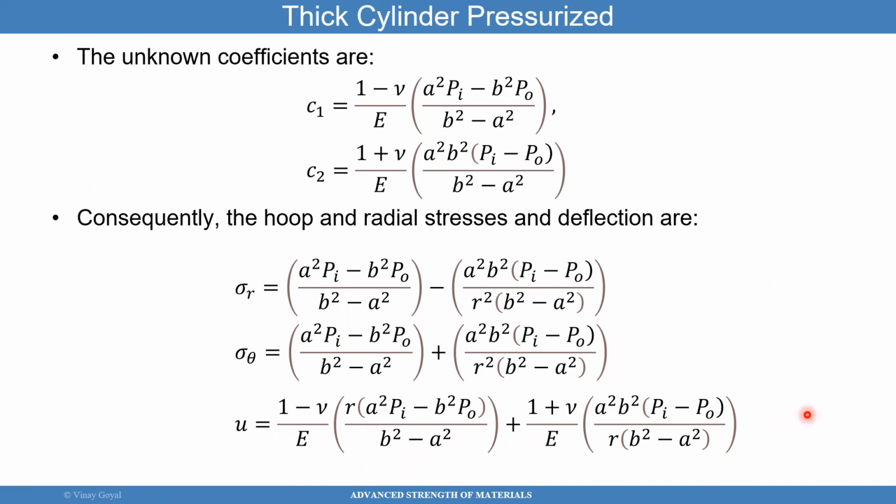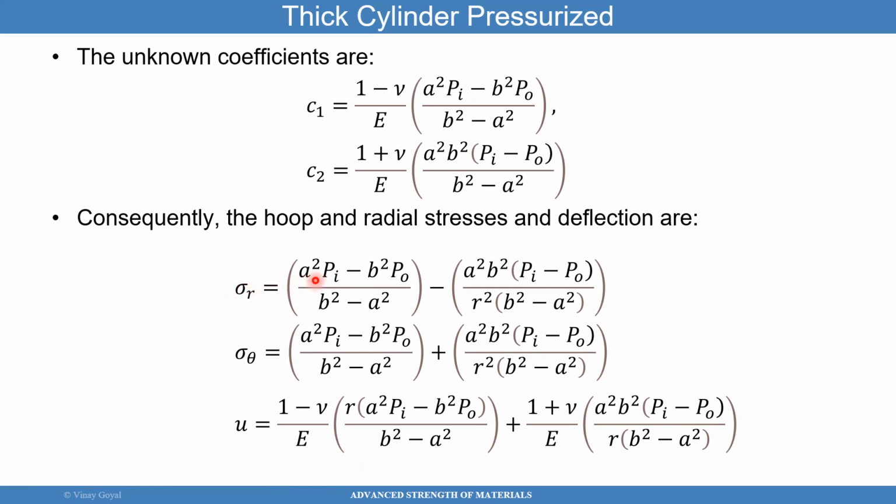It looks very messy, but let's break this down. It's not that hard, right? So let's look at the deflection. Or let's look at the stress, for example, the radial stress. The radial stress is a stress acting along the radial direction. So that stress right there is equal.